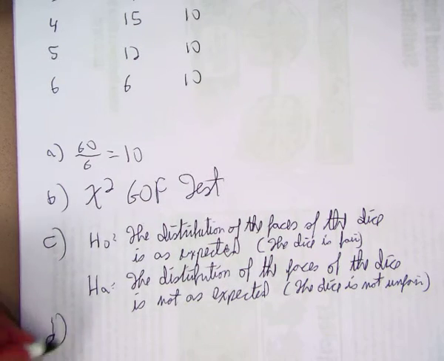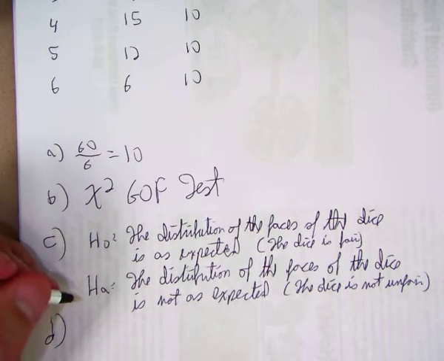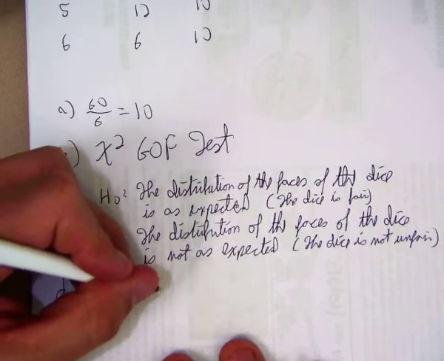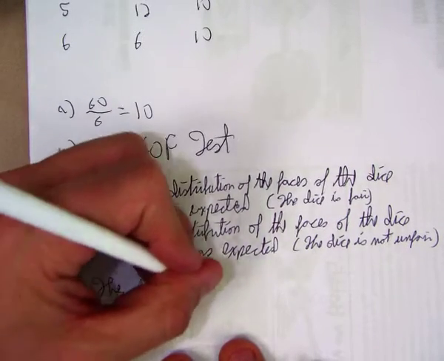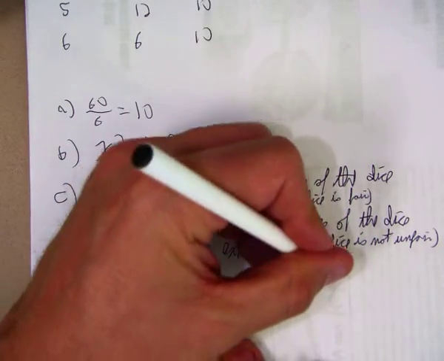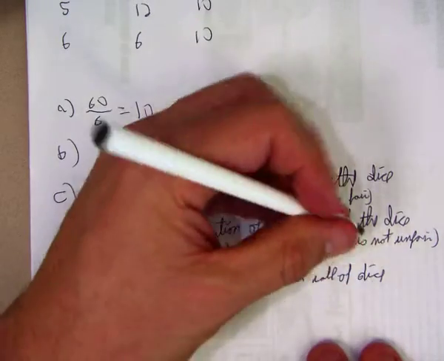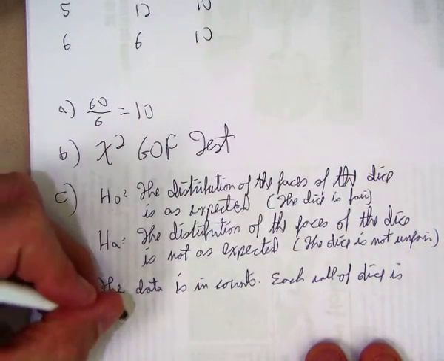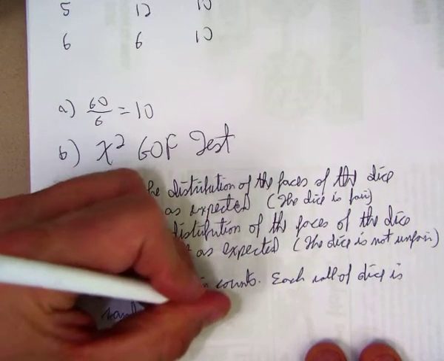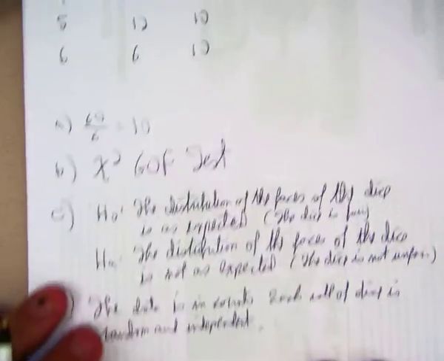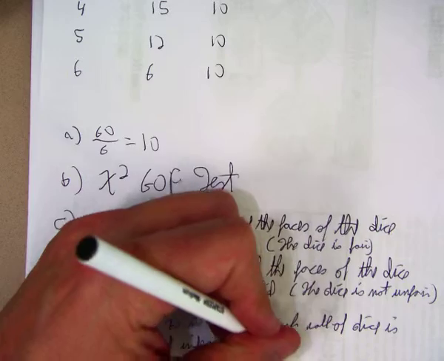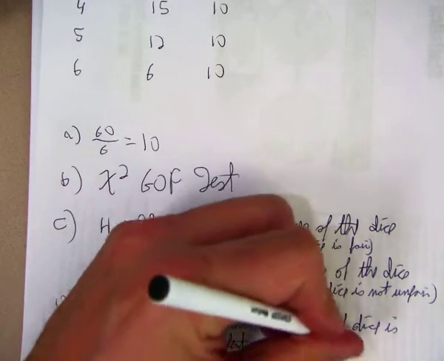And then D, it asks us to do the conditions. So the data is counted, is in counts. Okay. Each roll of the dice is random and independent. And then if we look at our expected count condition, they must all be at least 5. Well, they're all 10. So all of our expected counts are greater than 5.